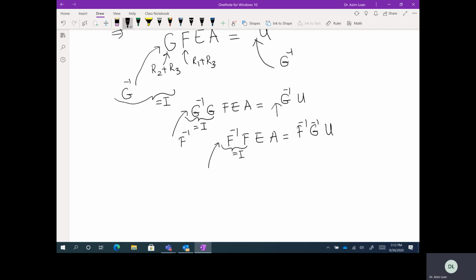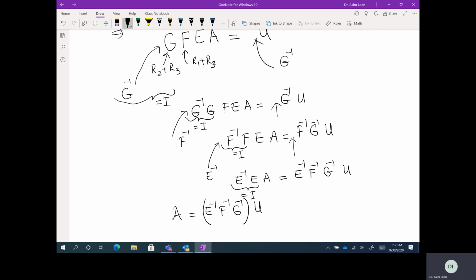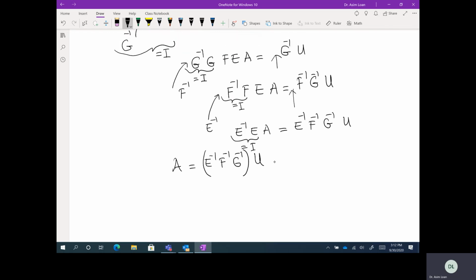So if I multiply E inverse over here, I'll have E inverse times E times A equals E inverse times F inverse times G inverse times U. Again, this is equal to I. So we have A equals E inverse F inverse G inverse into U, and I say this is equal to, let me call this some L.